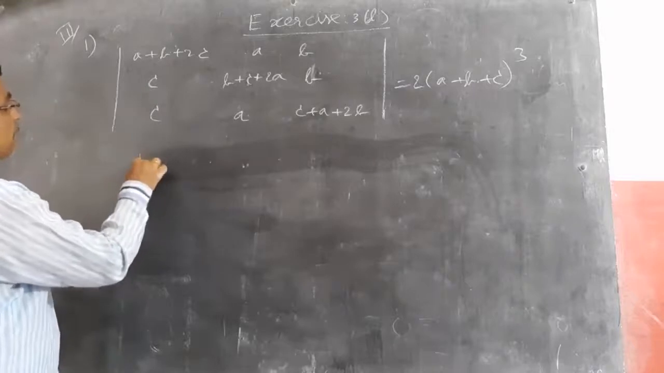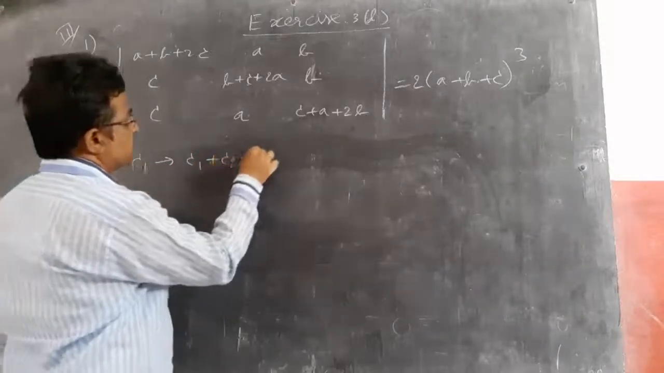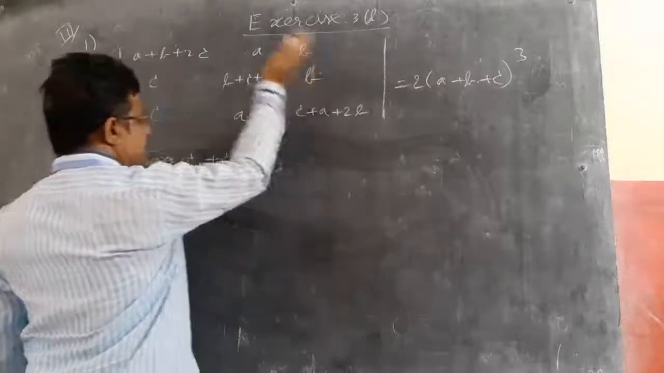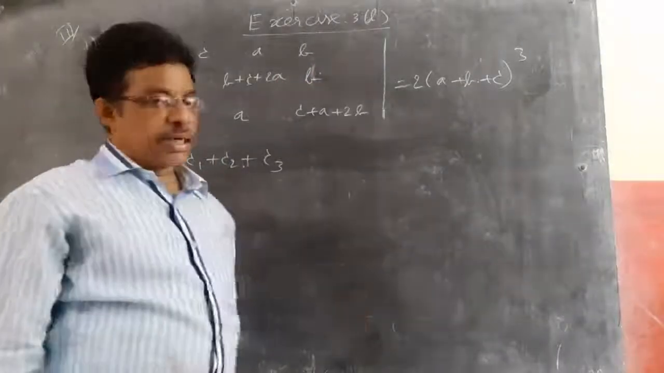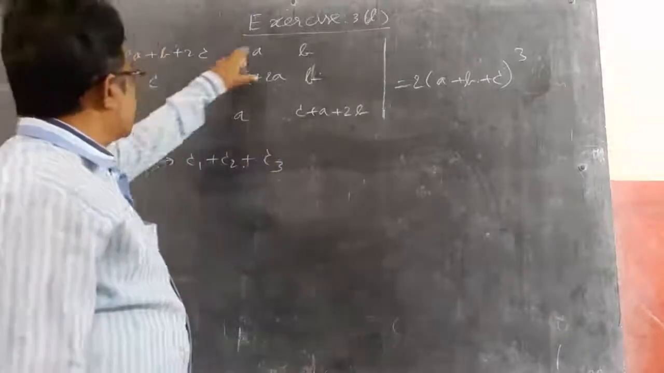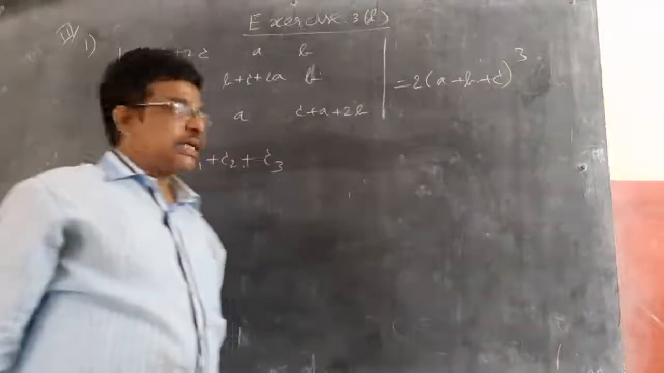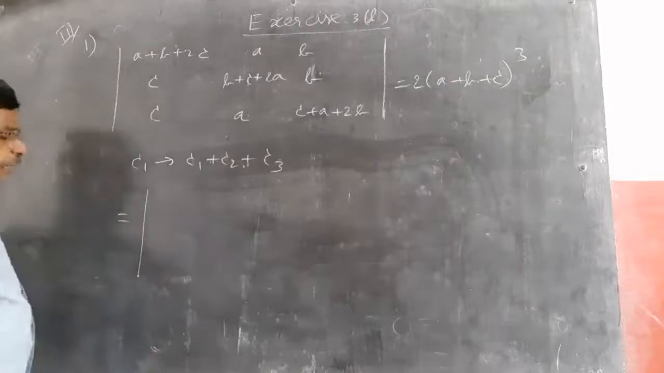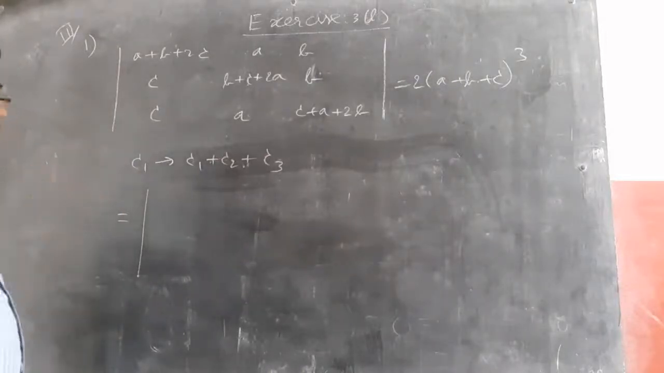I will go for column operation. C1 tends to C1 plus C2 plus C3. I will multiply C2 with 1 and add it, and C3 with 1 and add it to this. At a time I am doing two operations. Why I am doing this is, if I add these, I will get 2a plus 2b plus 2c, so 2 into (a plus b plus c) I will get common. It is not compulsory that you should do column operations. You can go for row operations 100%.